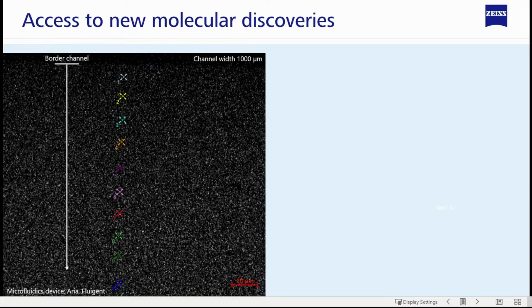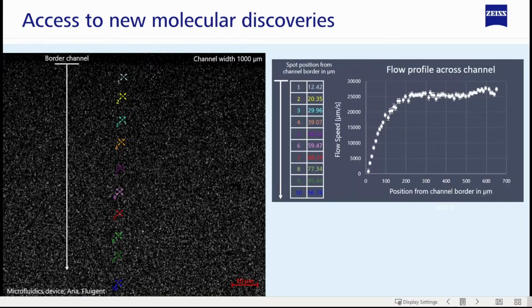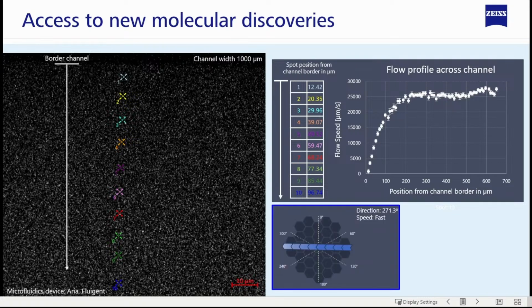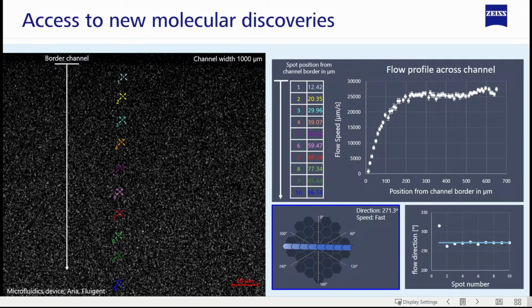And here's an example where you can see where the channel border is, and we're measuring 10 spots at a time, and you can start to measure the flow profile across your channel and make sure, for instance, that you are in fact seeing laminar flow across that channel. Not only will you get out the actual direction, which you can see here in this nice graphic that we have showing the direction across the detector that your flow is moving, but you'll also get an actual readout of the speed.